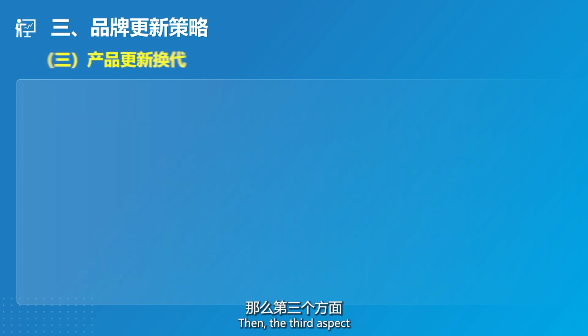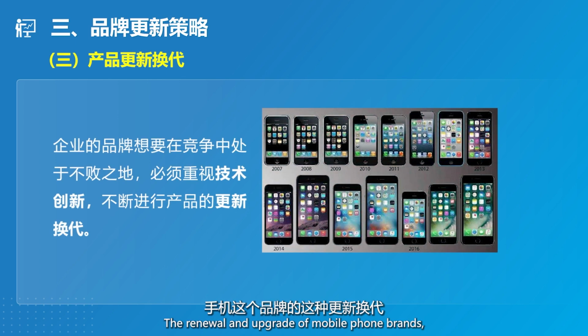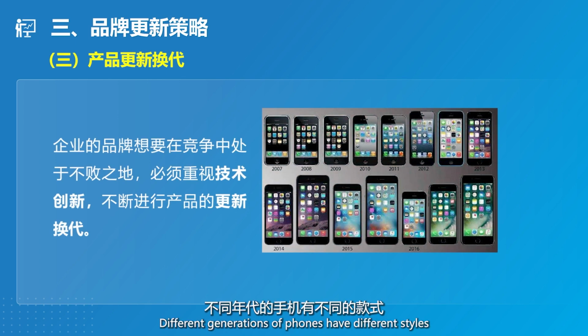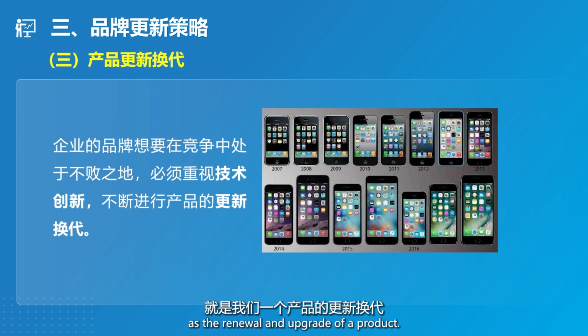Then, the third aspect is product renewal and upgrade. From this example, the renewal and upgrade of mobile phone brands. Different generations of phones have different styles and designs. This can be seen as the renewal and upgrade of a product.